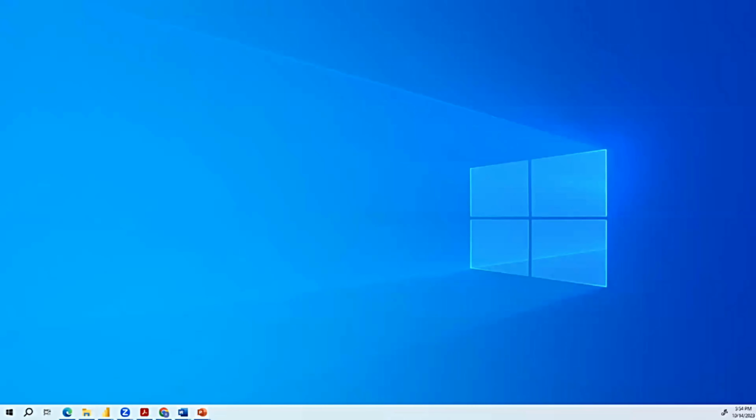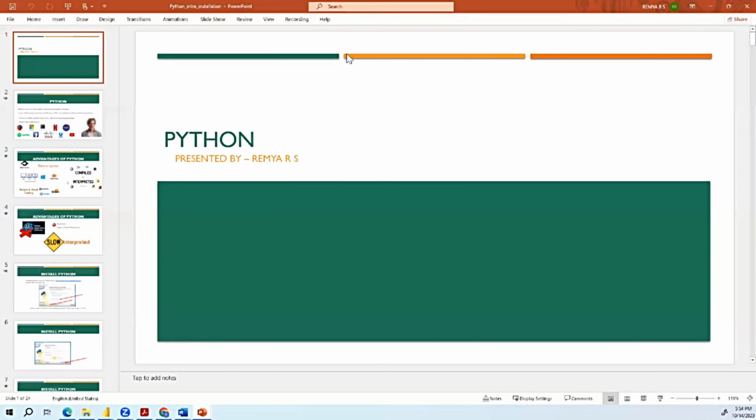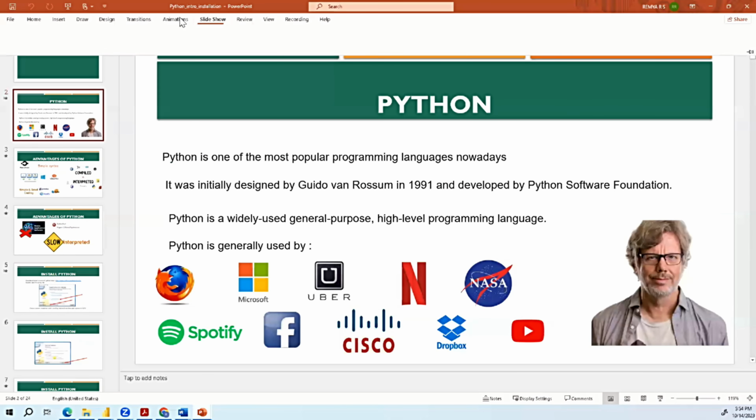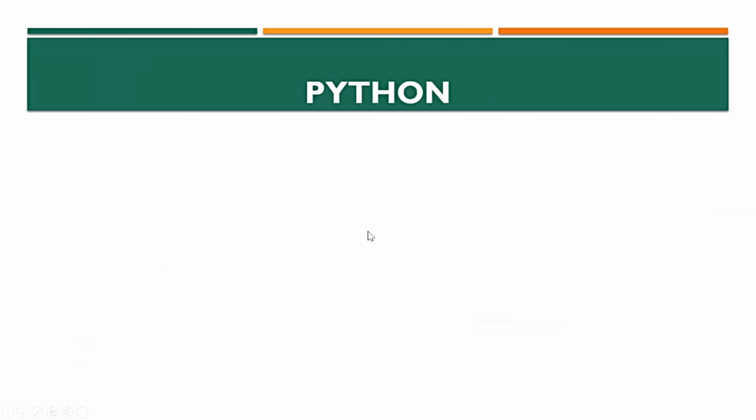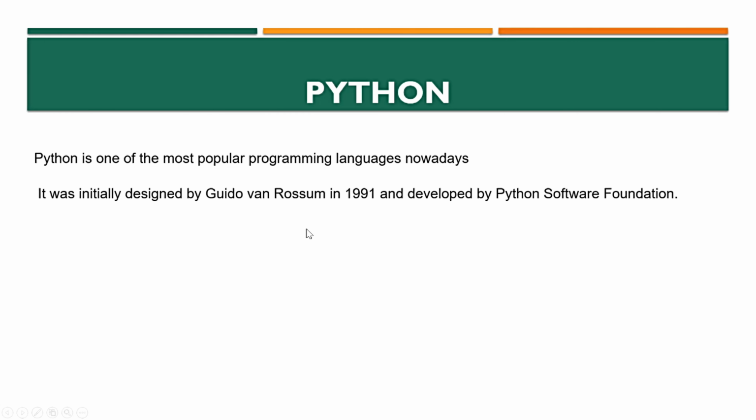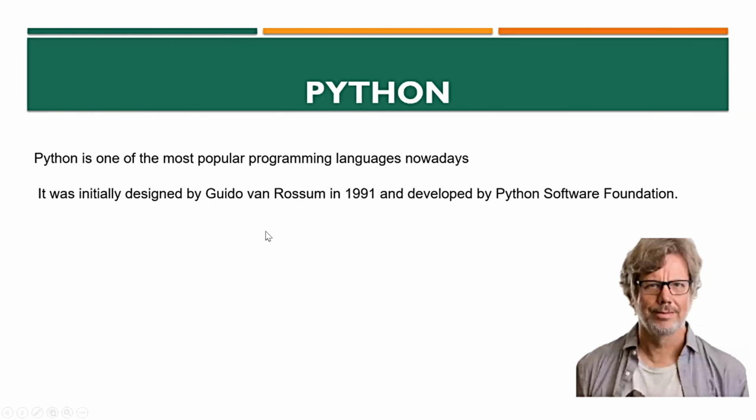So let us understand what is Python. Regarding Python, I just wanted to tell you that it is one of the most popular programming languages nowadays. It was actually created by Guido van Rossum, a Dutch programmer, who created this particular programming language in the year 1991. He is the amazing person who built this beautiful language.